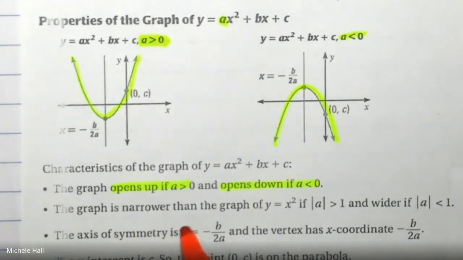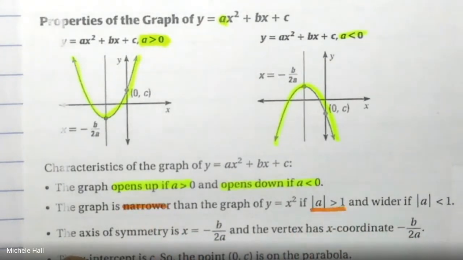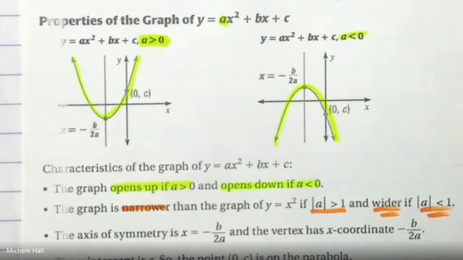So the narrower the graph, then A is greater than 1. Wider, if it is less than 1. So which one's wider? 10 or 1/10? 1/10 is wider. The smaller the A value is, the wider it's going to be.